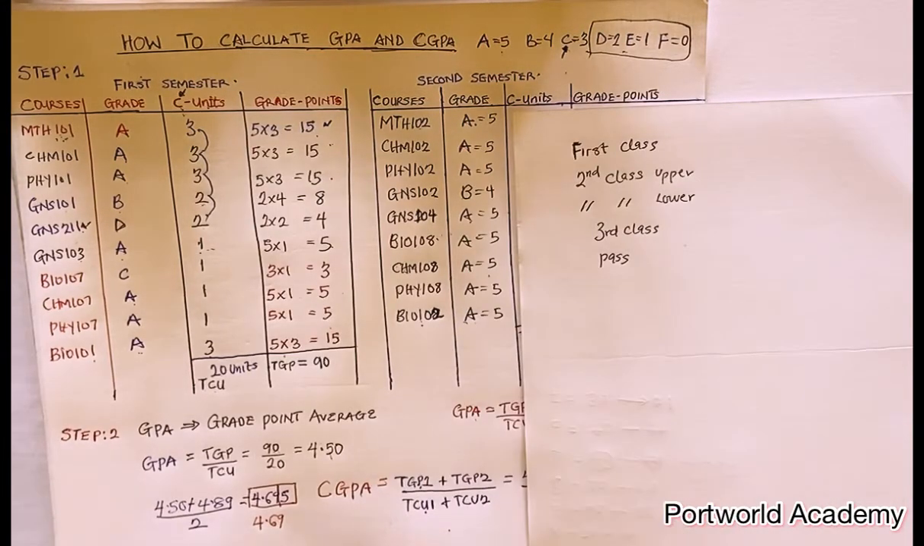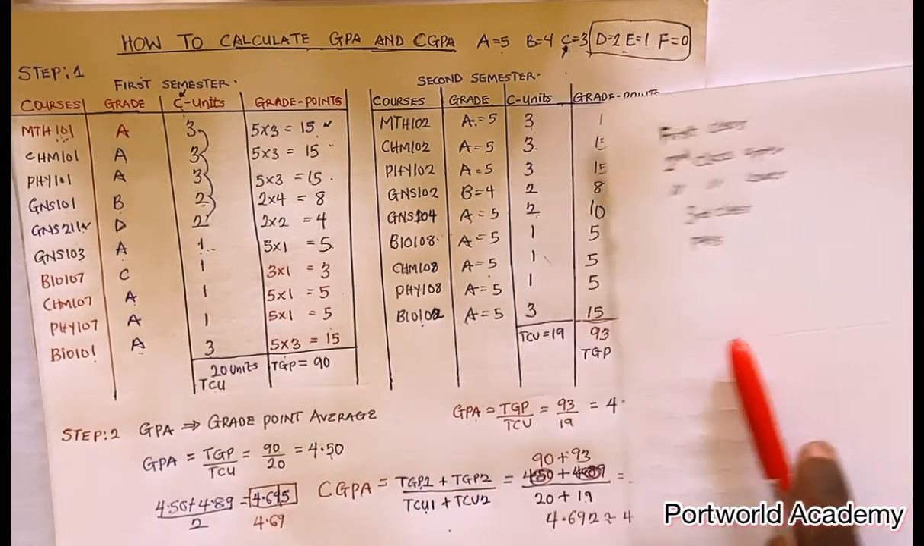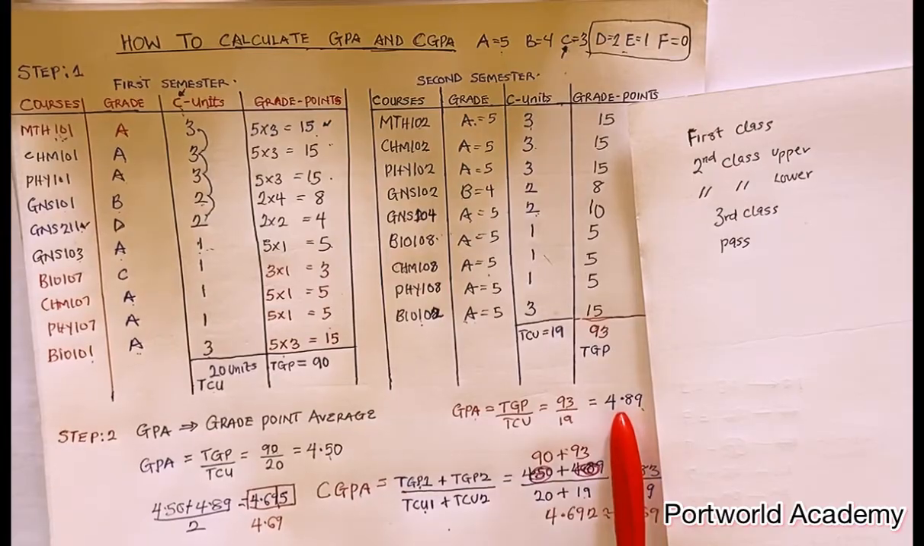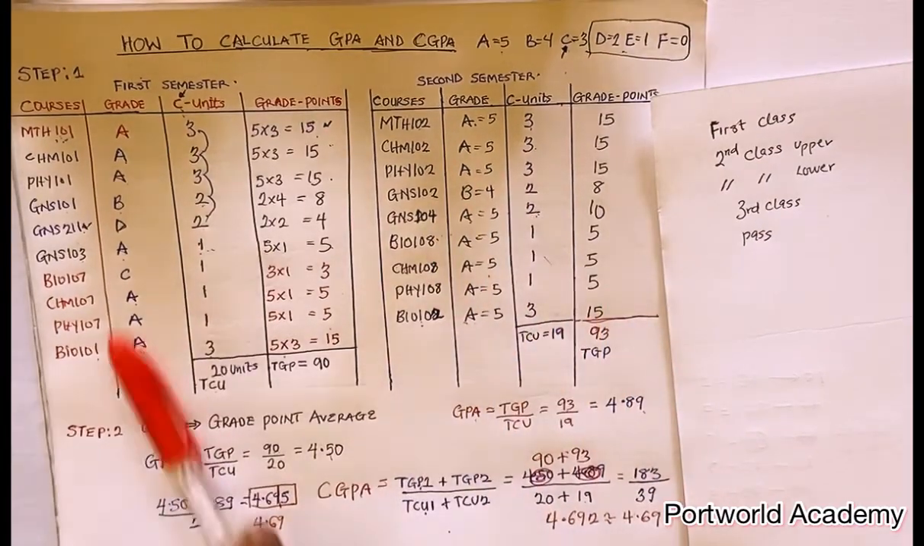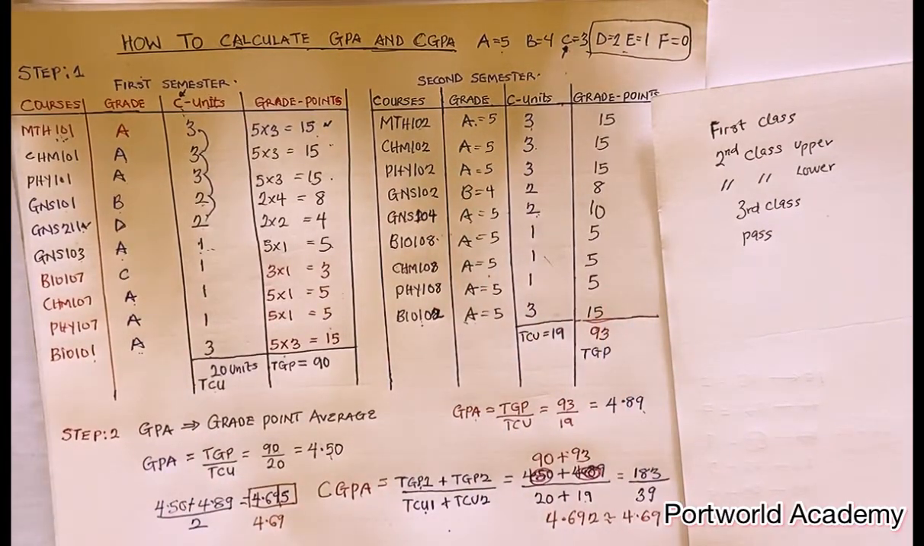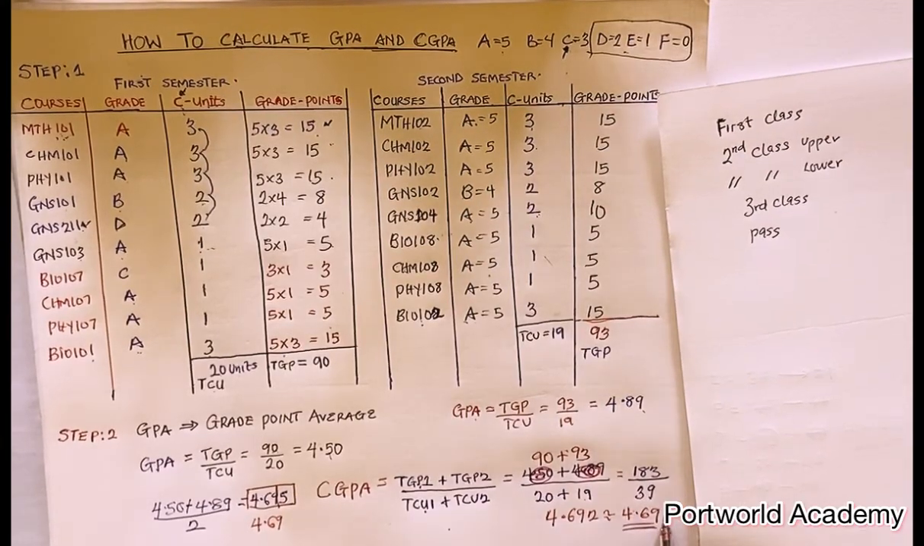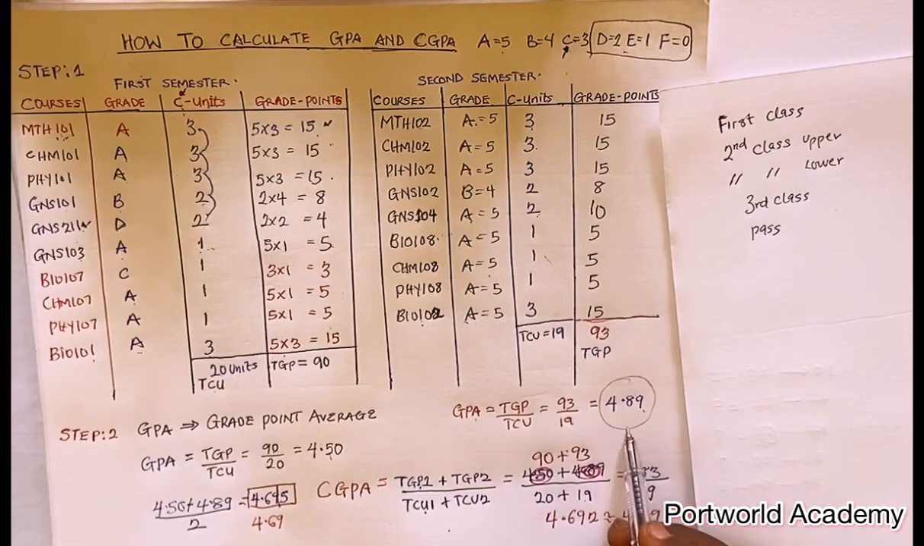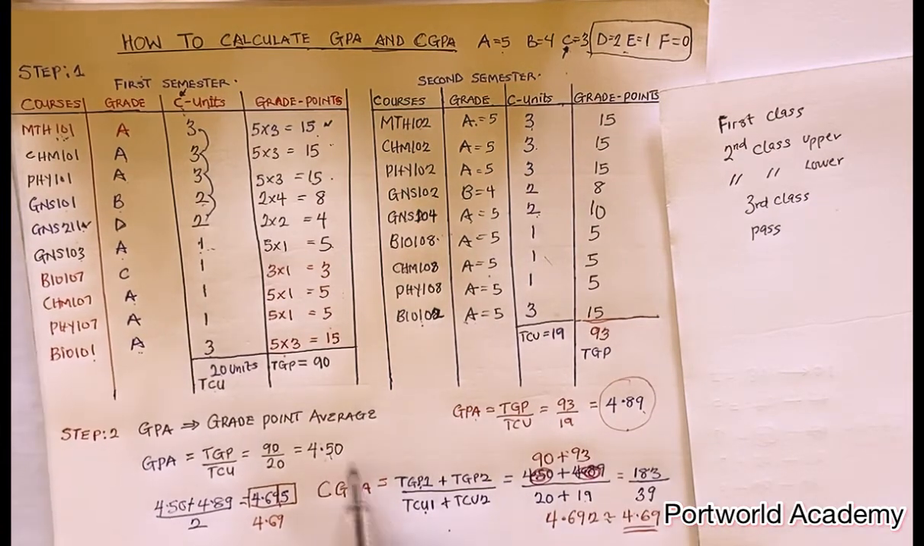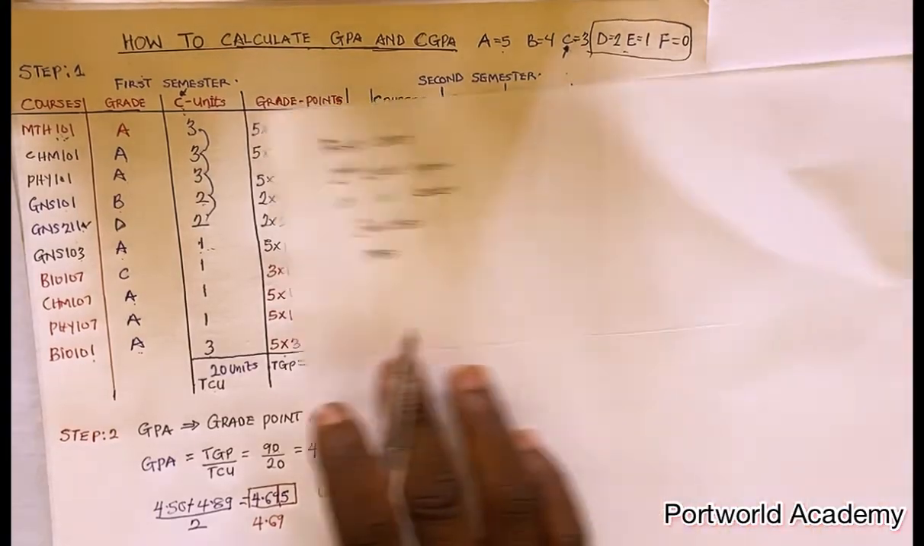Now let's look at this guy. He had a first semester GPA of 4.50, and the GPA for second semester is 4.89. By the time we do the whole session and divide everything together, the guy ends up with 4.869. We may imagine 4.89. That means you need to work hard. Always work hard, because I know what I'm saying.